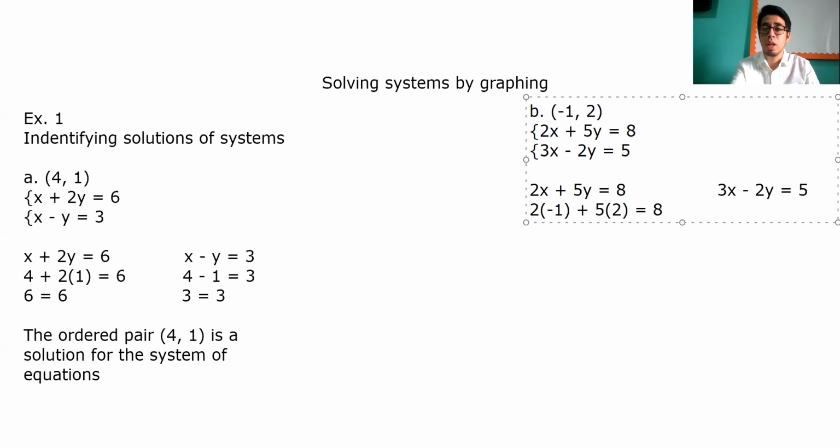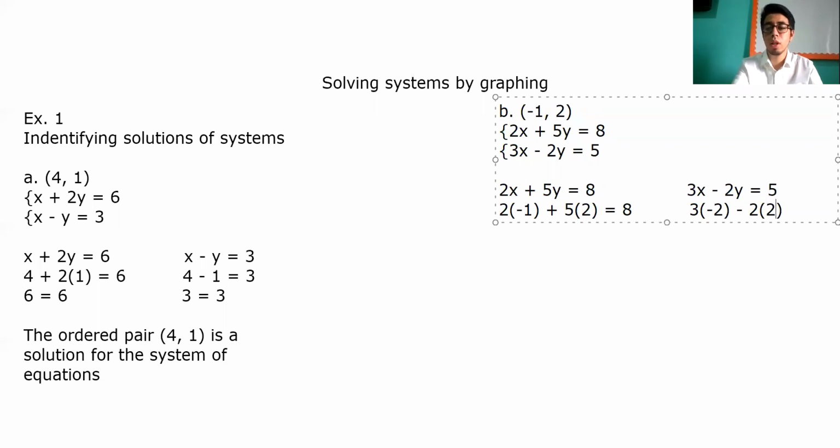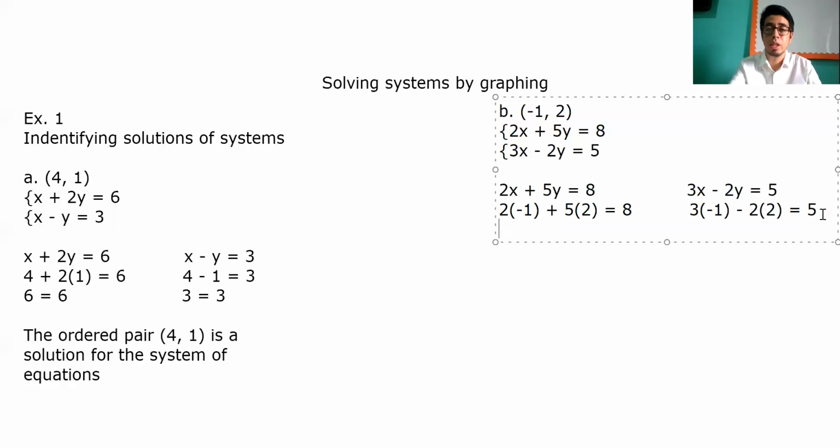In the other one, 3 times x, 3 times -1, minus 2 times the value of y. The value of y is going to be 2, right? This has to be equal to 5. So this is what I have here. I need to prove this. I replace for x, sorry, this is -1, not 2. 2 is for y. The minus is from the equation. You can see here that it is from the equation. And this has to be equal to 5. Then we are going to prove if this is true.